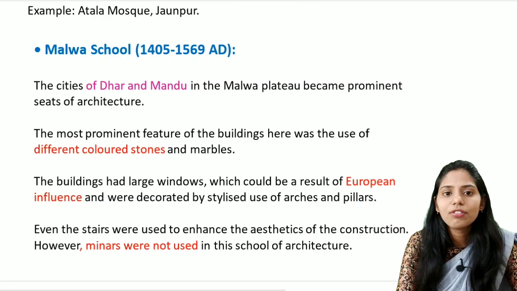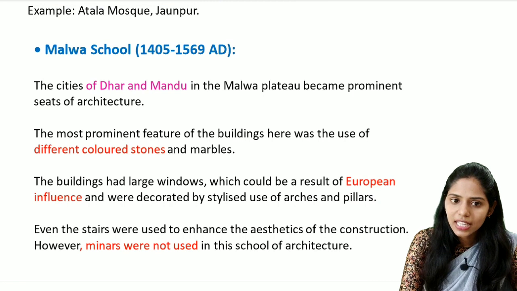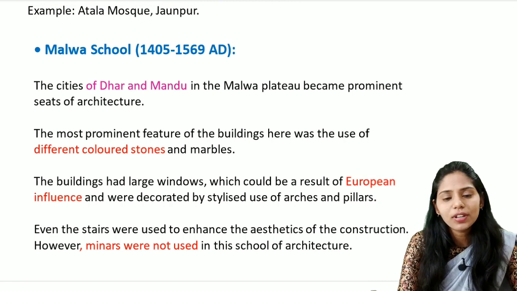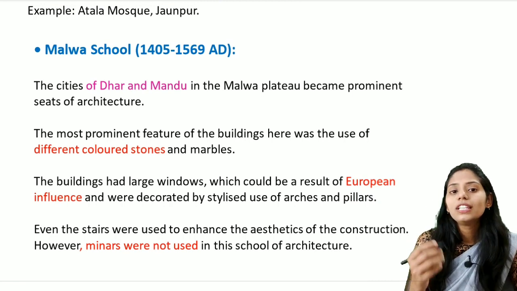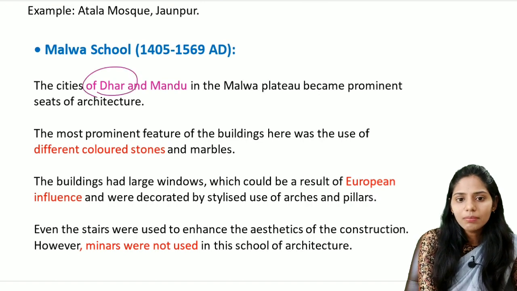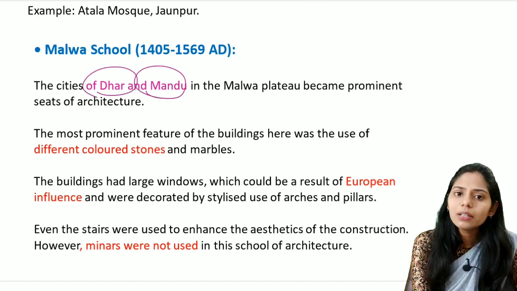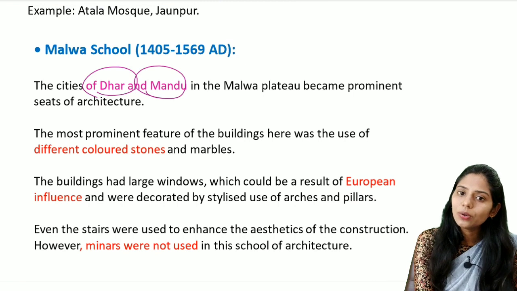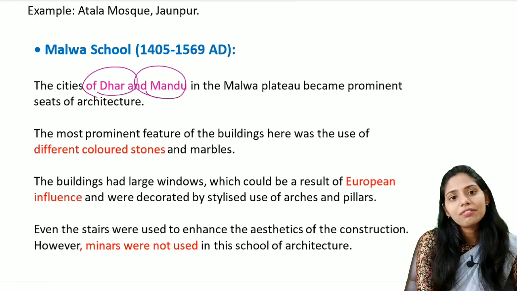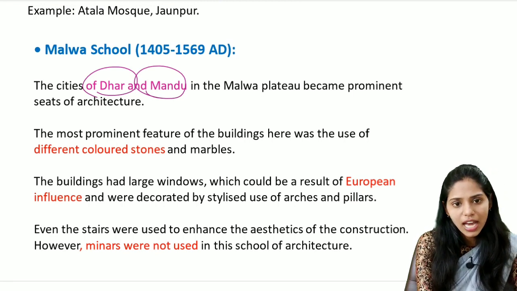It emerged during 1405 to 1569 AD, mainly in two important cities in the Malwa plateau. Those important cities are Dhar and Mandu. So Dhar and Mandu are the two important cities mainly located in the Malwa plateau. They became very prominent seats of architecture.